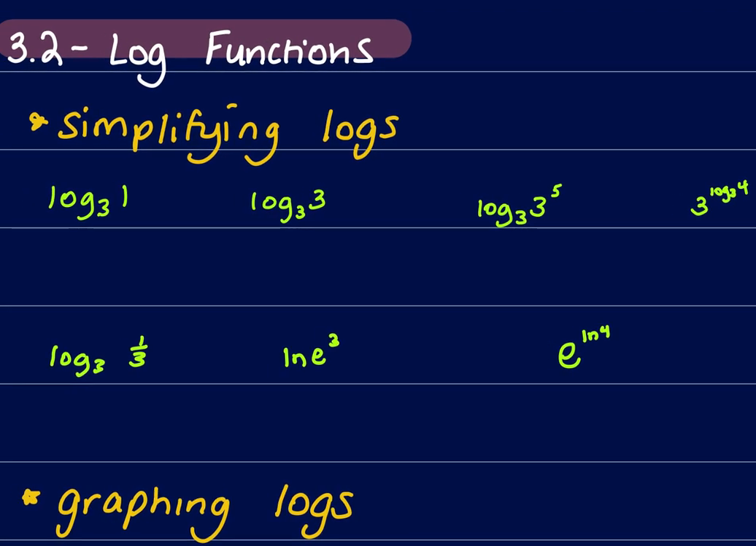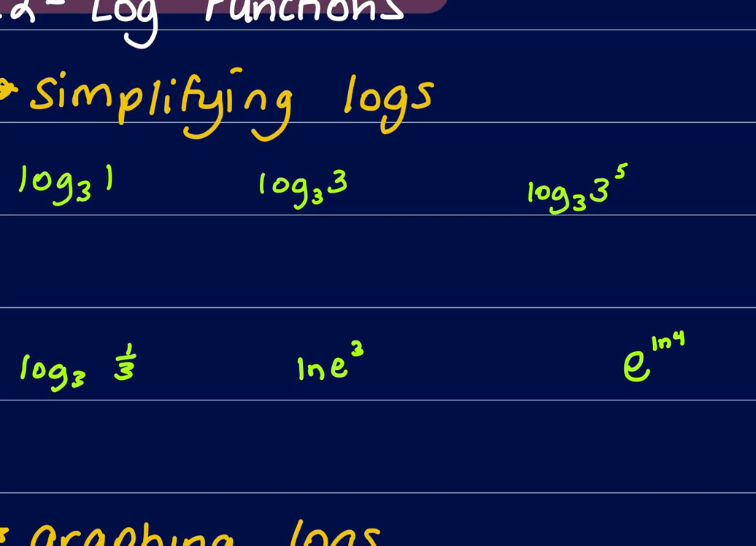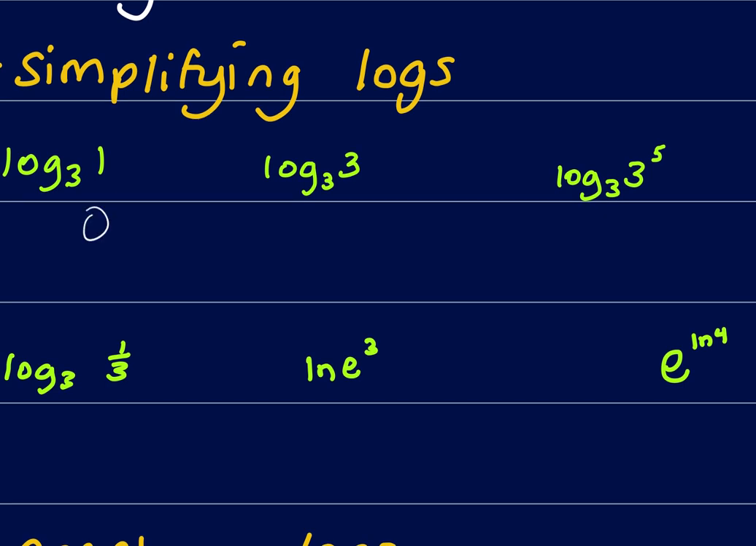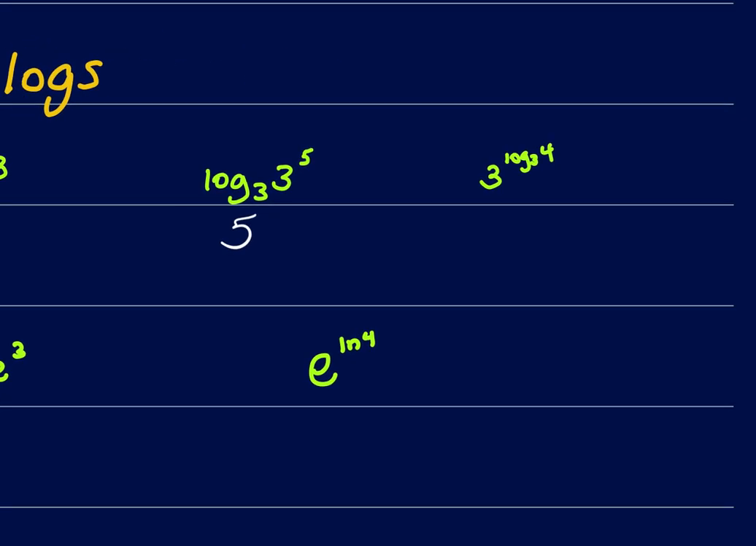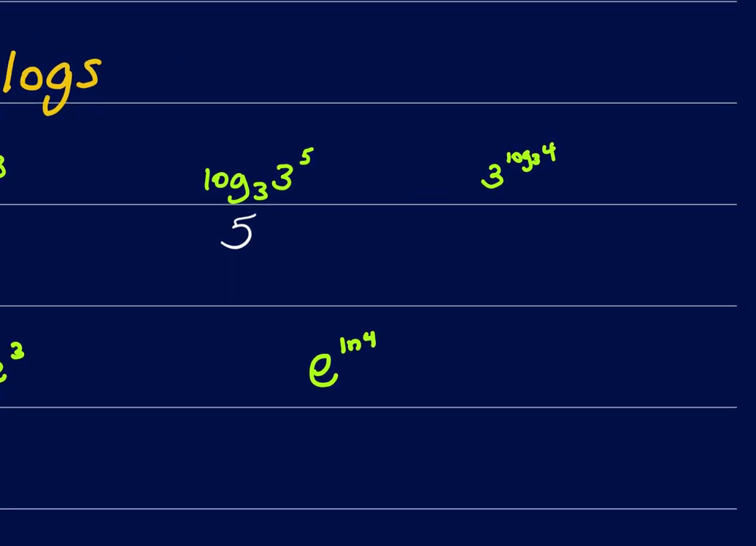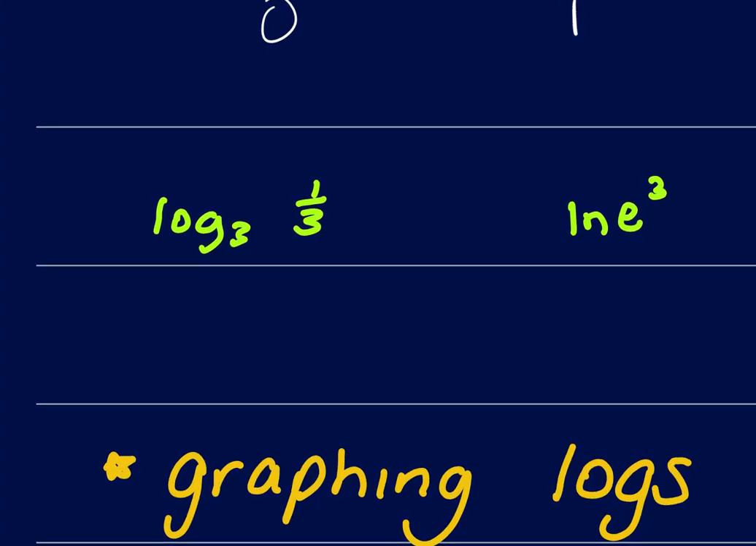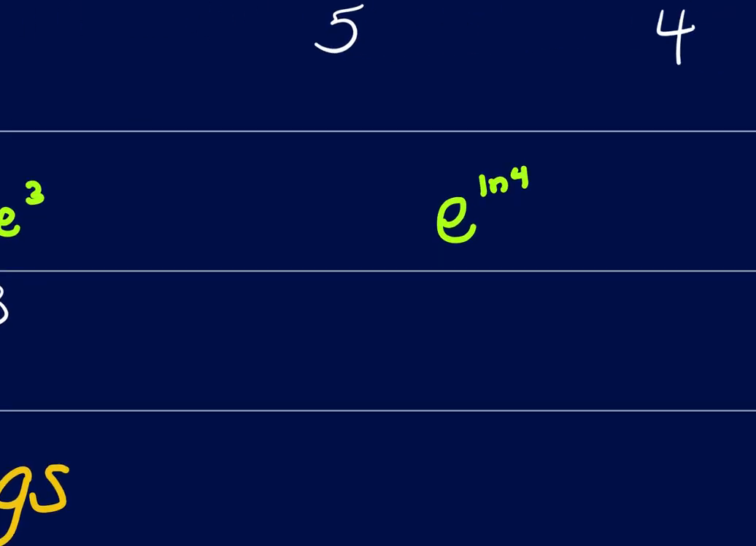So these are the ones you really want to know mental math-wise, what these properties are. Log base 3 of 1 is what? 0. Log base 3 of 3 is 1. Log base 3 of 3 to the 5th? 5. 3 to the log base 3 of 4 is 4. Log base 3 of 1/3? -1. ln of e to the 3rd? 3. And e to the ln of 4?